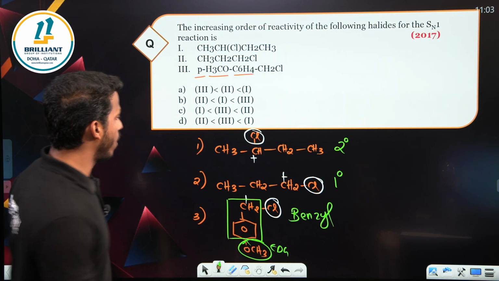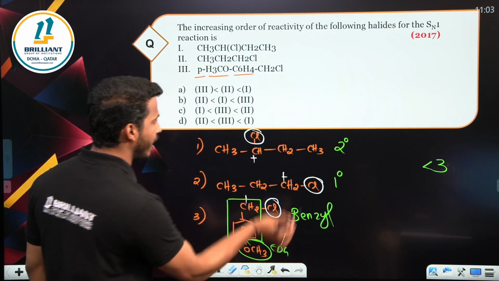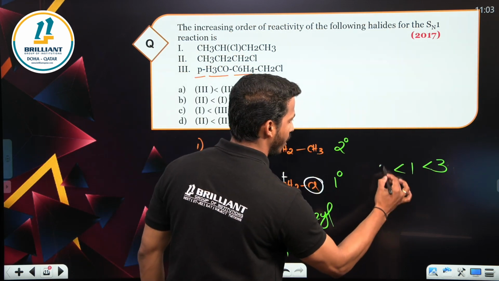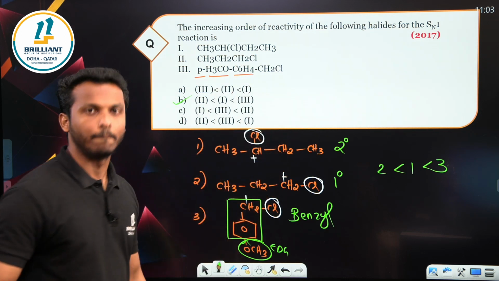Benzyl, right? So the third one is the most stable, or most ready to undergo the SN1 mechanism, then the secondary, first one, then second one. So 3, 1, 2. Yes, the option is B.